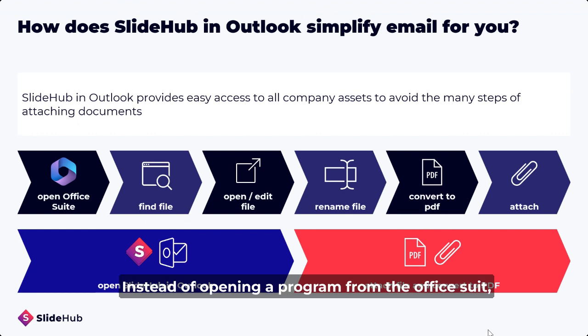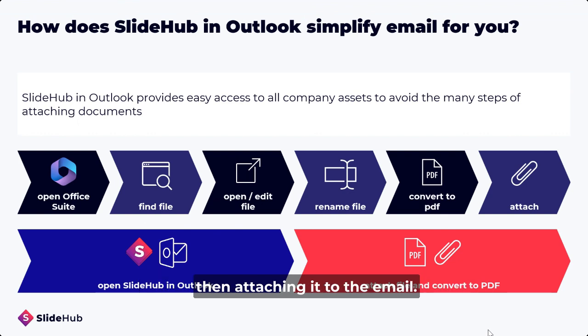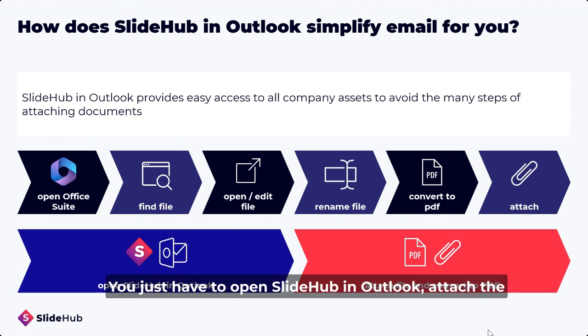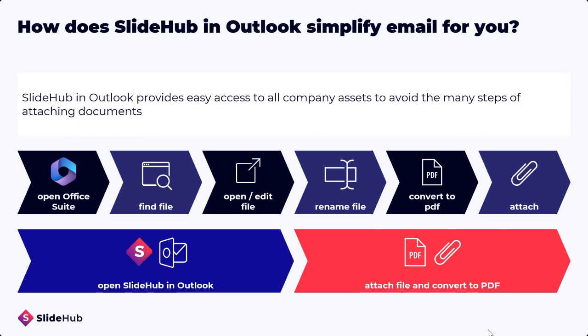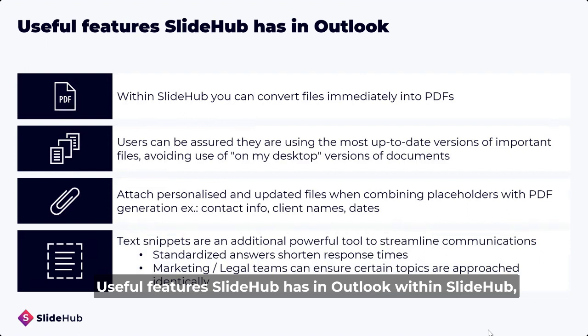Instead of opening a program from the Office suite, finding the file, then opening and editing the file, renaming the file, converting it to a PDF, and then attaching it to the email, you just have to open SlideHub in Outlook, attach the file you need, and convert it in PDF immediately. Useful features SlideHub has in Outlook.